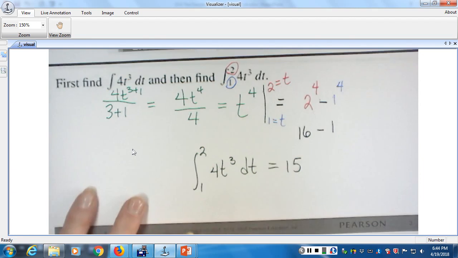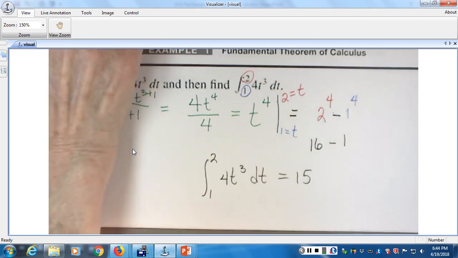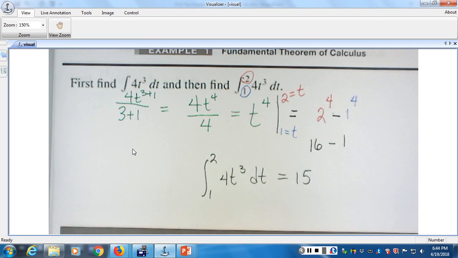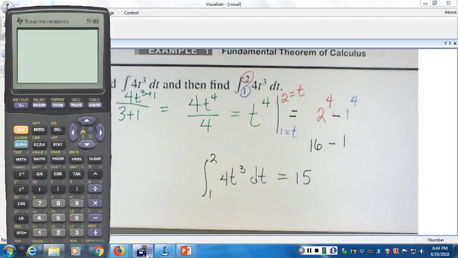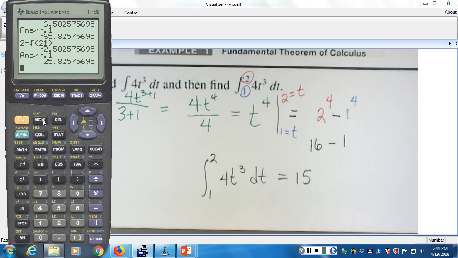Now, the arithmetic isn't difficult. Sometimes it will be a little more difficult than what this is, but it really shouldn't be difficult. You do have a way that you can evaluate these using your calculator and be sure that you're right. Now, there's actually two ways to do it, but the way that I'm going to show you is actually to draw a graph and evaluate that integral.